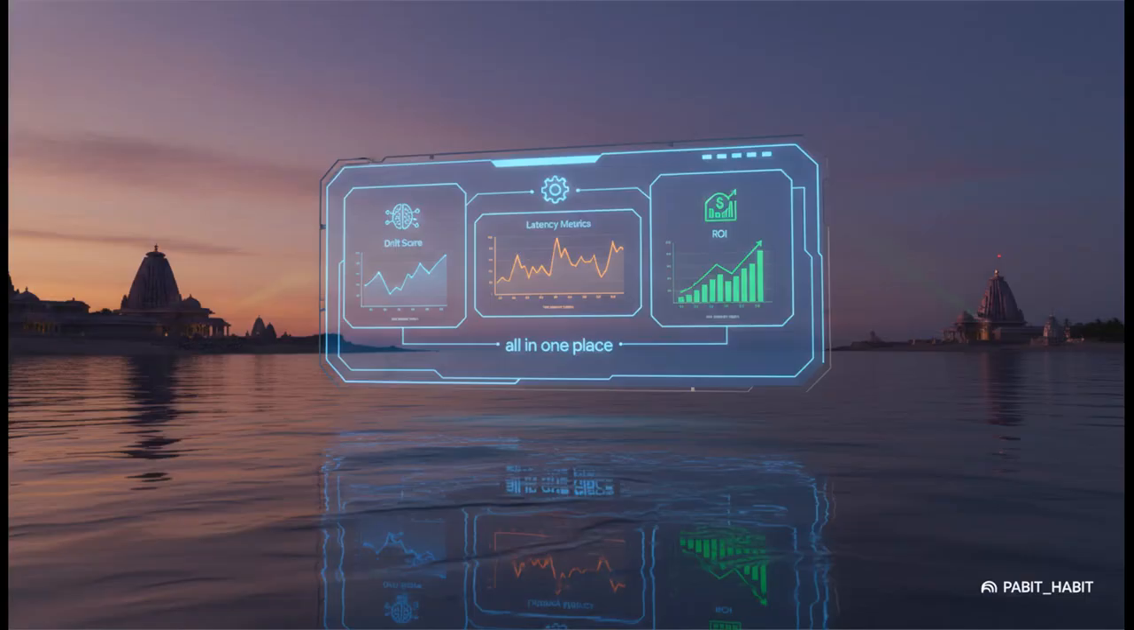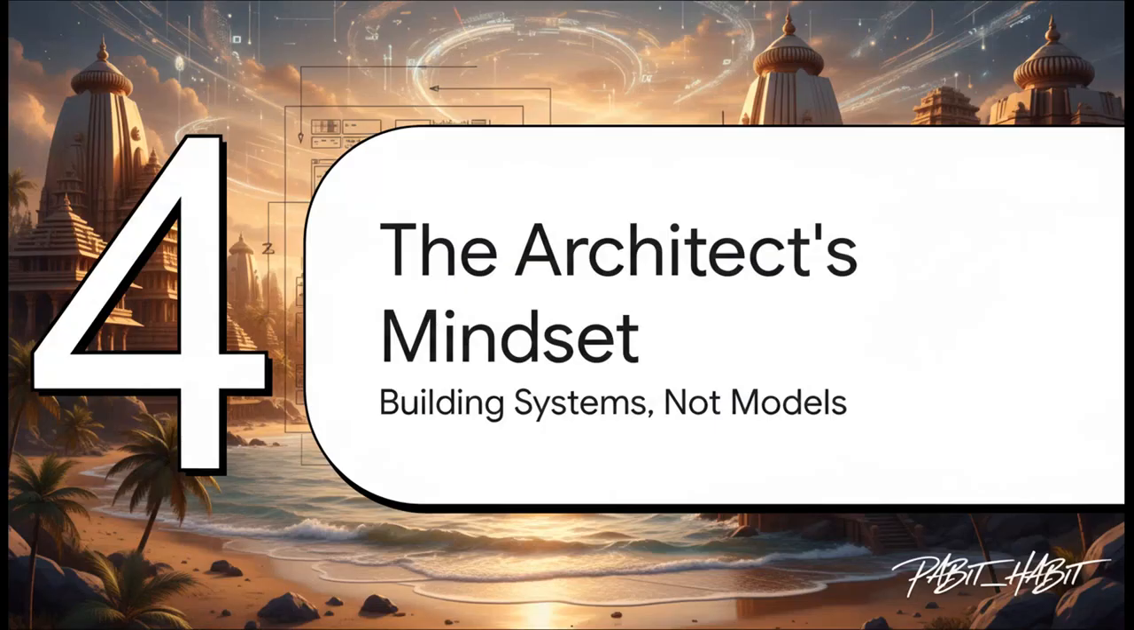And this is where it all clicks together so beautifully. Remember that Grafana dashboard we talked about, the tech tool? Well, it turns out it's also the perfect tool to solve our people problem. Because now everybody's looking at the exact same single source of truth. The data scientist is watching the drift score, the DevOps engineer is tracking latency, and the business stakeholder can see the direct impact on ROI all in one place. Game changer.